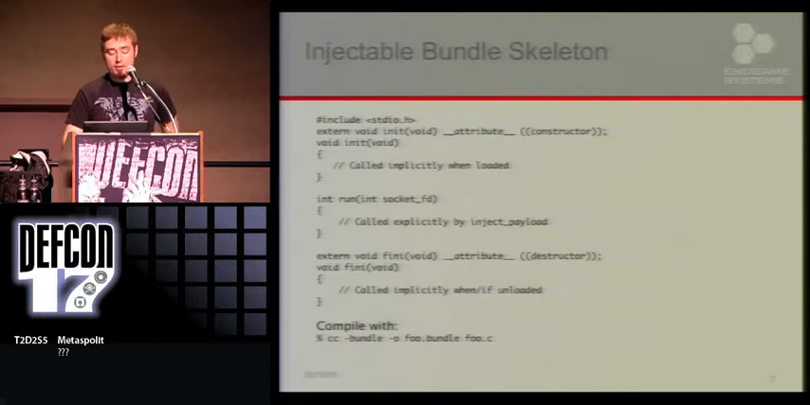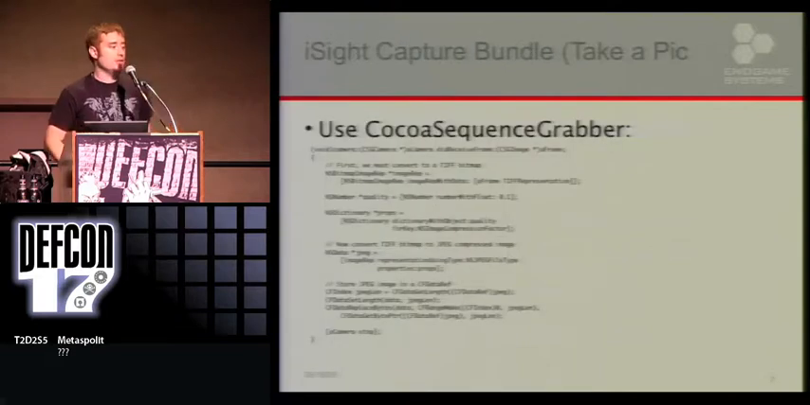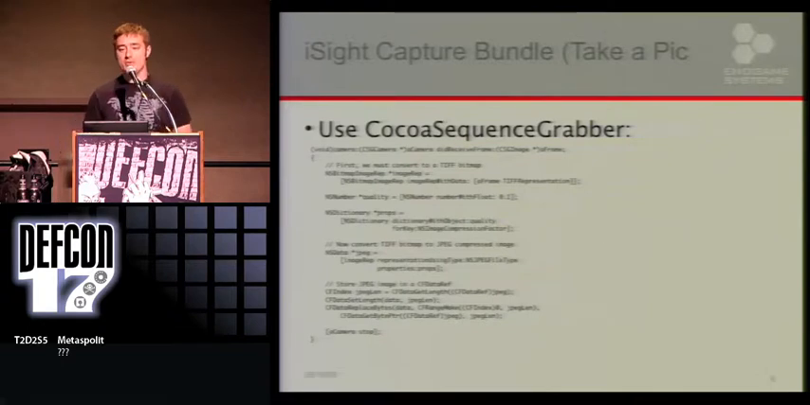The first thing that I thought of when I wrote this was, what would be an interesting thing to do that would use some of the unique capabilities of Mac OS X and Apple hardware? What I did is I wrote what's called the iSight Capture Bundle, or what's been truncated to what I call take a pic of the vic. This shows pretty much how easy it is to do. QuickTime is a high-level API, and they have a sequence grabber. They actually have example code on Apple's website on how to do this, and it was wrapped up into a package called Cocoa Sequence Grabber. So basically all I do is include that code, use it, and all of a sudden we are grabbing pictures.